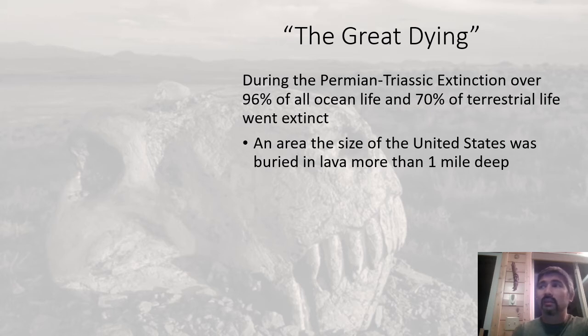And this was an event in which magma or lava continuously flowed out of the ground for 1 million years. Okay, not a few years, it flowed out for 1 million years. And it buried an area as large as the United States, 1 mile deep in lava. So that's just an unfathomable amount of lava. So scientists originally thought that this event caused the Permian-Triassic extinction.